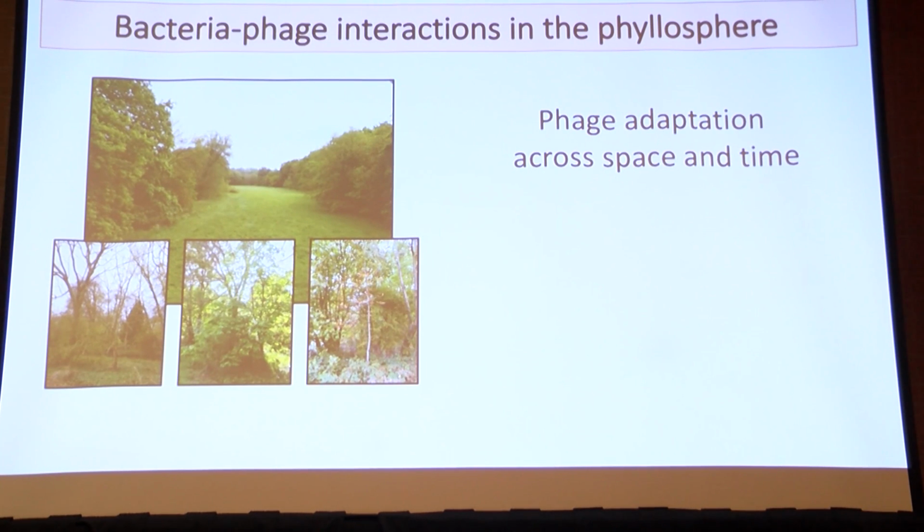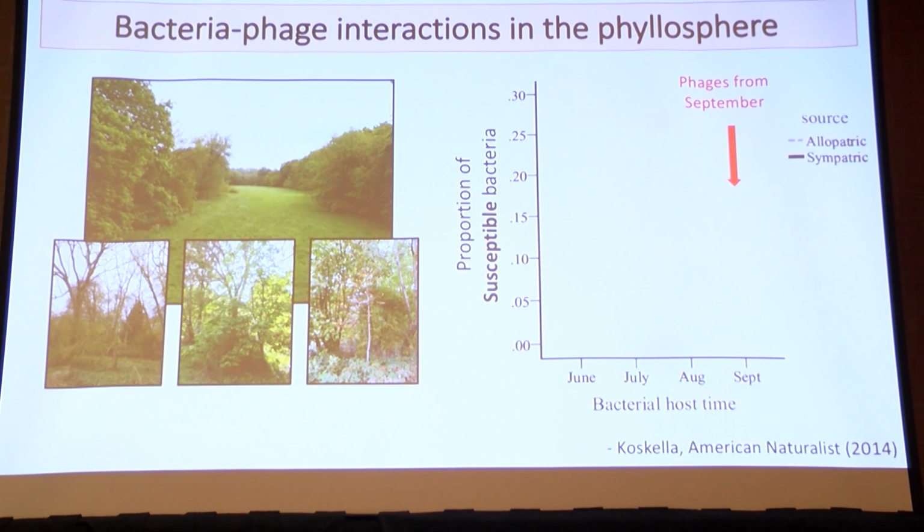So the last bit of data that I worked on in this system was combining these sort of local adaptation spatial analyses with time shift temporal analyses to do large crosses between bacteria and phage that were isolated from either the same or different trees and the same or different time points. So it was a huge amount of work, but it basically can be summarized just in one graph.